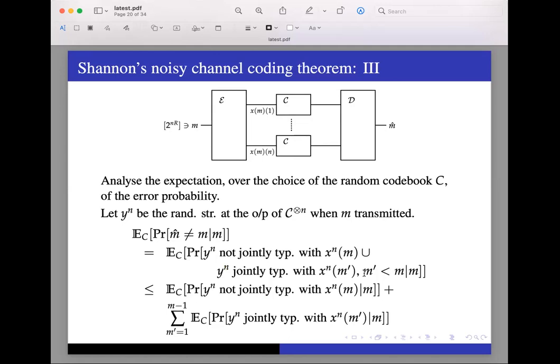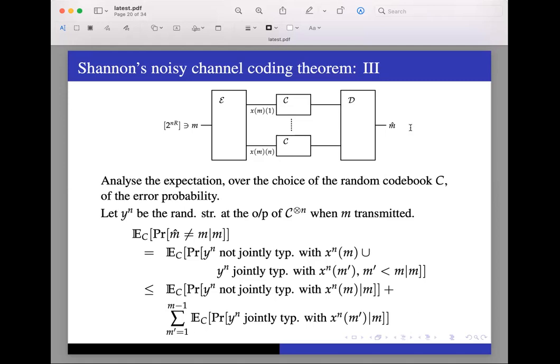Okay. So let us try to analyze the decoding error. The way we'll do it is we'll analyze the expectation of the decoding error probability. The expectation is taken over the choice of the random code books. So let's fix the notation. Let yn be the random string at the output of n copies of the channel when m is transmitted. So this m is fixed. It goes to a deterministic encoding because the code book is fixed. And then the channel introduces some noise, so the output is a random variable. Let yn be a sample from that random variable.